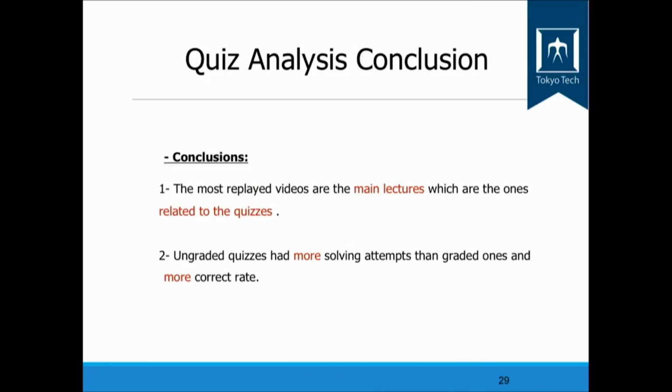Okay, so what we found is that people watched the main lectures, and the replays were also in the main lectures. In the non-lecture videos, the replays were very small, and some videos did not have replays at all. The ungraded quizzes of the course had more attempts. The reason is that the ungraded quizzes had unlimited trials. They can try until they get the correct answer. However, for the graded ones, they had only one try, either wrong or right. So it makes sense that the ungraded ones have a higher correct rate, because they kept trying until they got the correct answer.